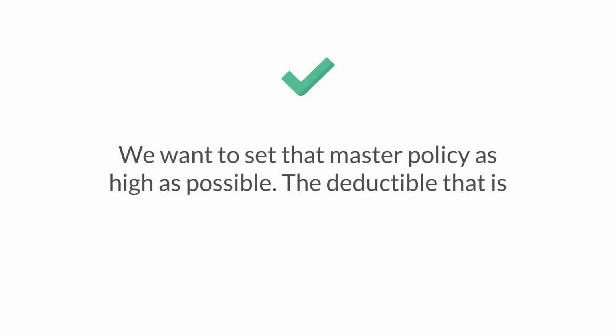If you have a unit owner policy, it's only gonna cover you up to the master, and the master policy is gonna kick in. We don't want that. We want to set that master policy as high as possible, the deductible, that is. That way, if it's $5,000 or $10,000, the unit owner's policy might be a little bit more, but the actual policy for the building will be less. And that means that fewer losses occur, and fewer losses is a good thing.